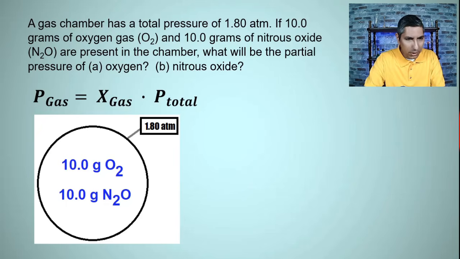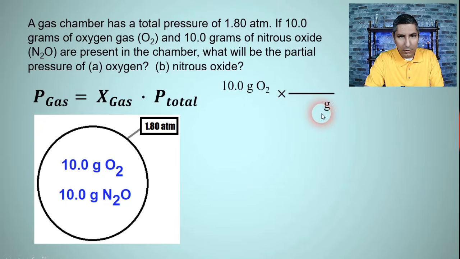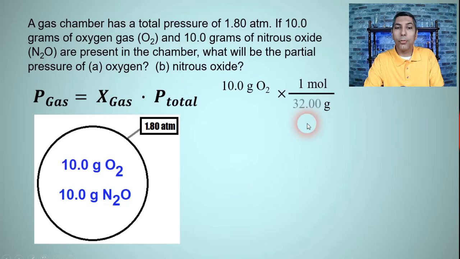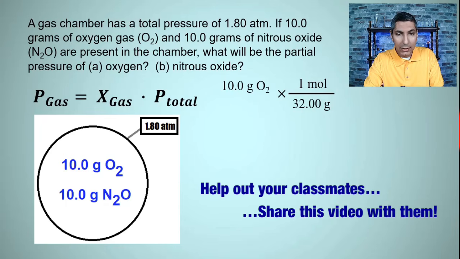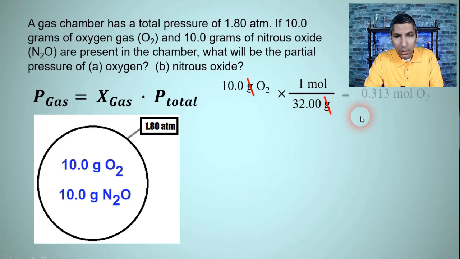So the first one here, 10.0 grams of oxygen, I have to put grams on the bottom and 1 mole on the top. And if I consult the periodic table, I see that there are about 32.00 grams in 1 mole of O2 gas. So when I divide that out, 10 divided by 32, I find that I'm working with about 0.313 moles of oxygen gas, O2.